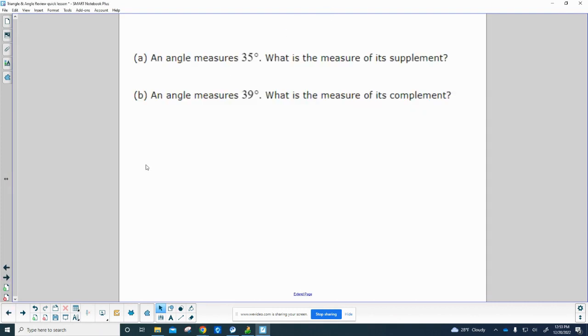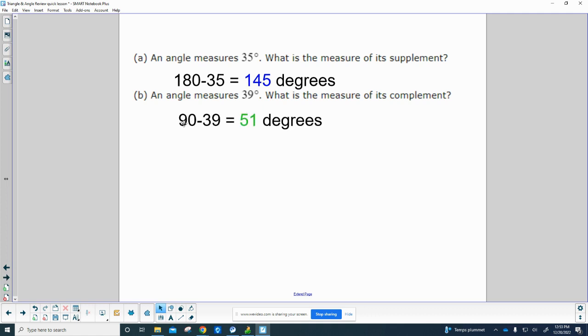First problem we're going to take a look at is what's the meaning of supplementary and complementary angles. If we have an angle of 35 degrees and we want to find its supplement, all we have to do is subtract it from 180 and we get 145 degrees. The next one, we have a 39-degree angle and we want to find its complement. To do that, we just subtract it from 90 degrees because complementary angles add up to 90. 90 minus 39 is 51 degrees.